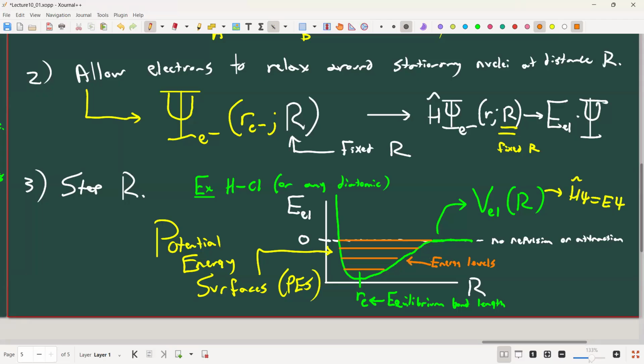Just like we have in a particle in a box. What we've done here now is, instead of having an electron in a box, we have two nuclei that are moving, and we're allowing the electrons to relax between them. So the nuclei define the box, and we're calculating the energy of the system between those two limits. Of course, the electrons can be outside of those atoms as well.